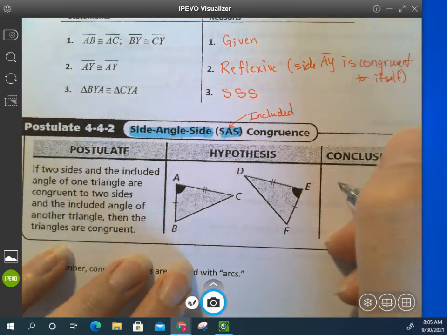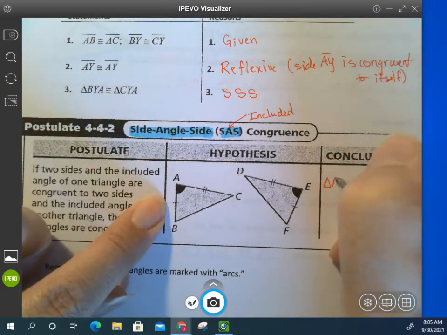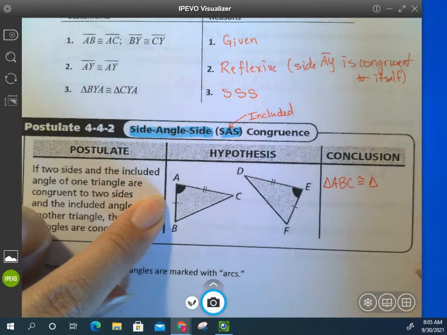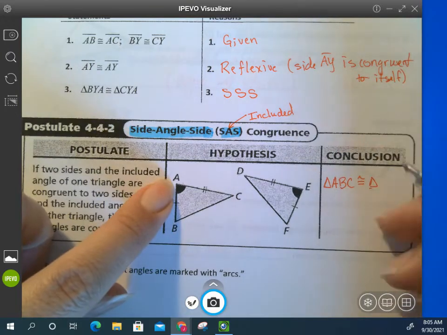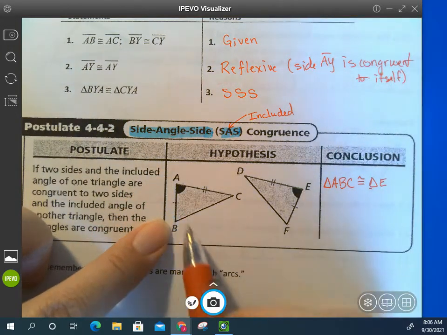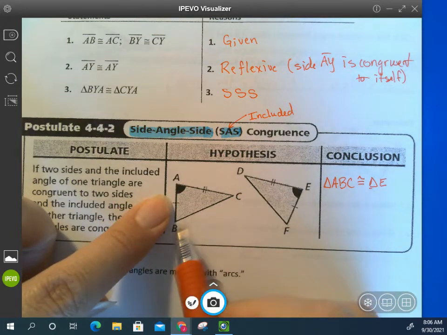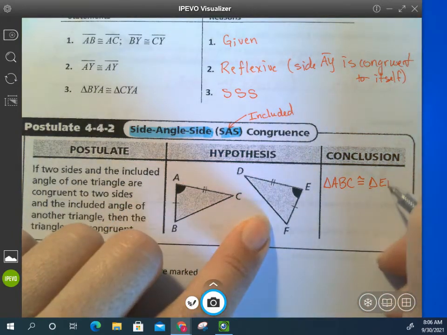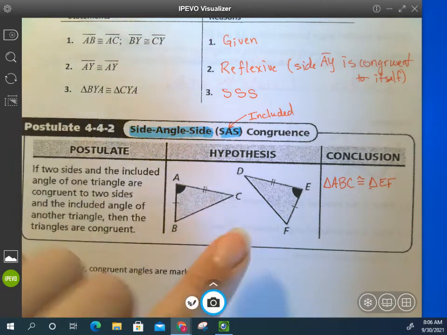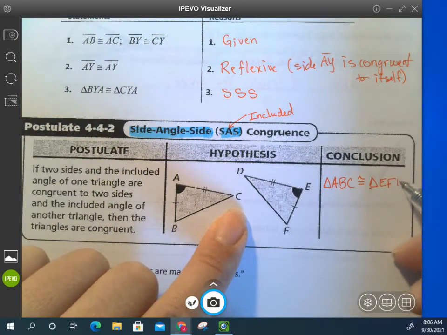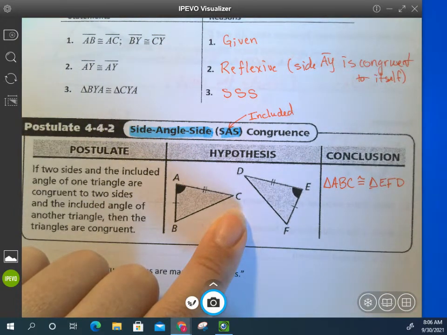So my statement is that triangle ABC is congruent to triangle. Okay, now we have to match this up. A goes with E. B right here goes from the one tick to no tick right here, F. And then the last one is C, which goes with D. And there you go.